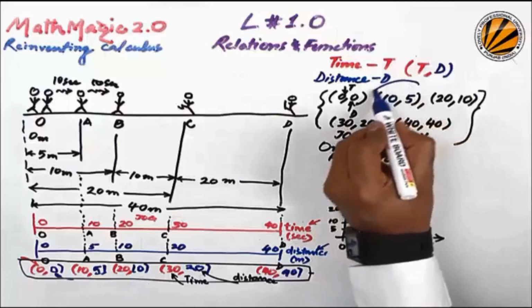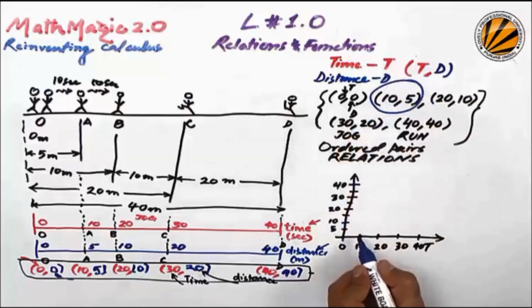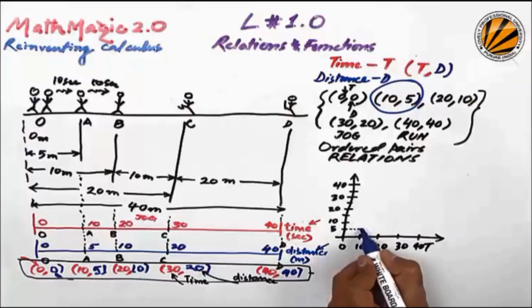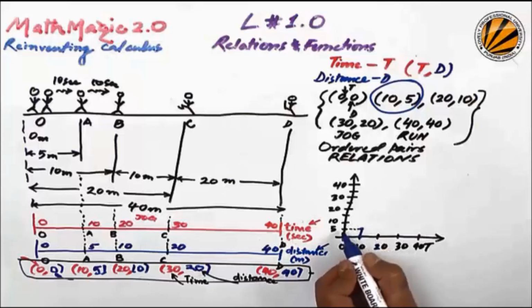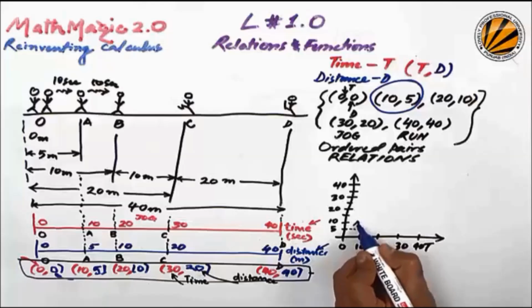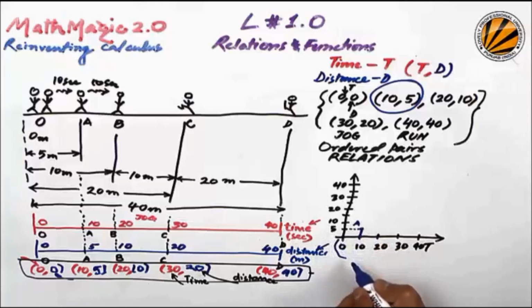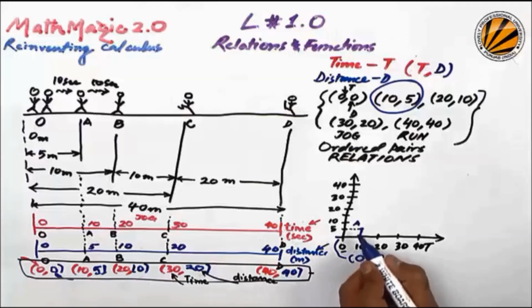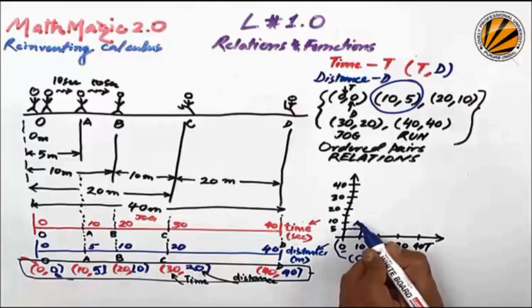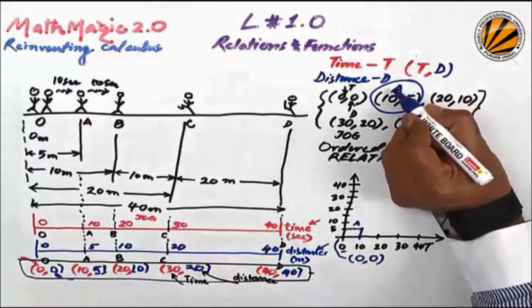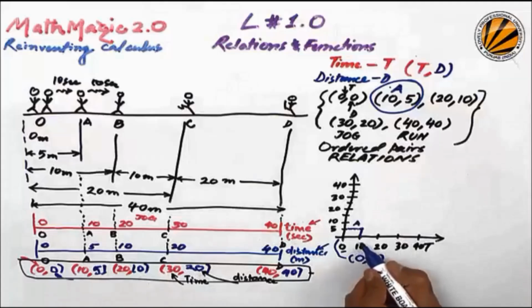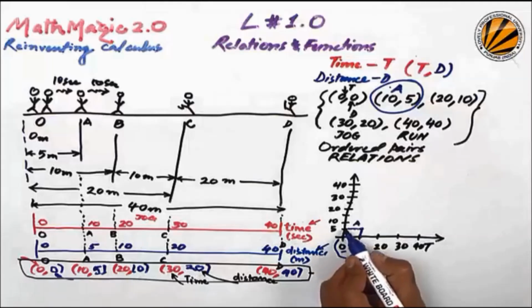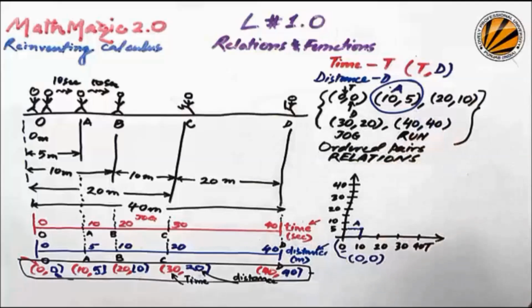At 10 seconds, he reached 5 meters. So this became point A. To begin with, the time was 0, that is at the 0th second, the distance was 0. And this was the point O. This is the point A, wherein the time was 10 seconds and the distance moved was 5 meters.